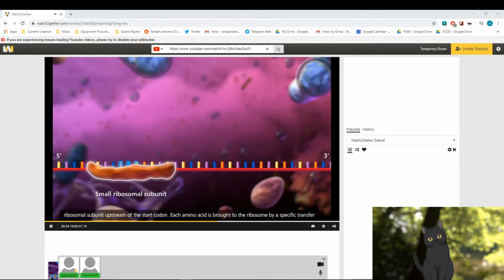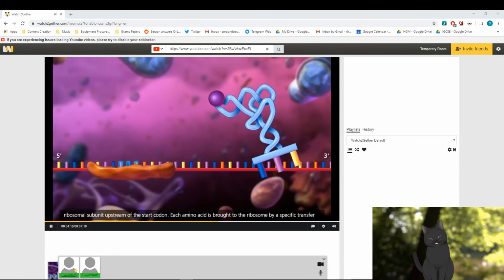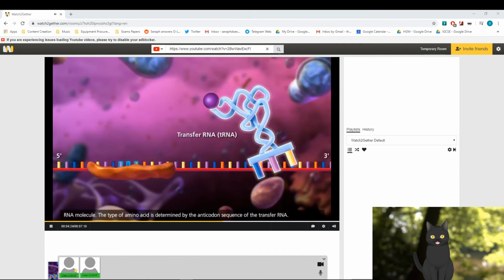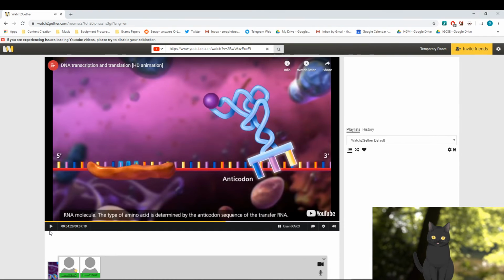Okay, so you notice this part. It uses the word ribosome already. Okay, let's pause this part. So basically, it mentioned here about number 1. It uses the word codons.